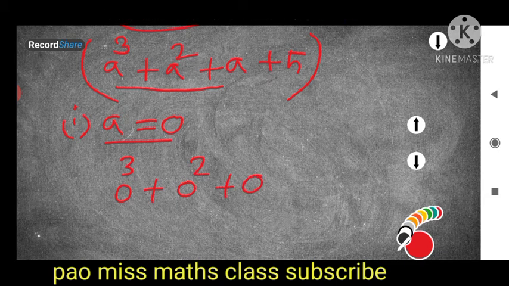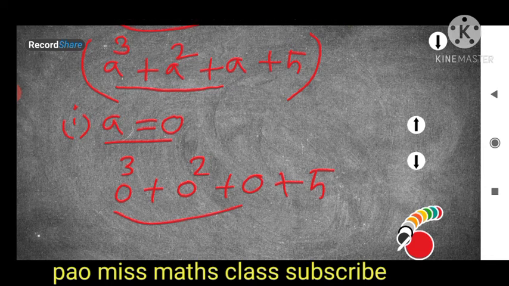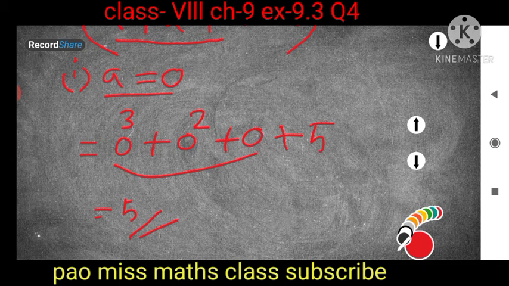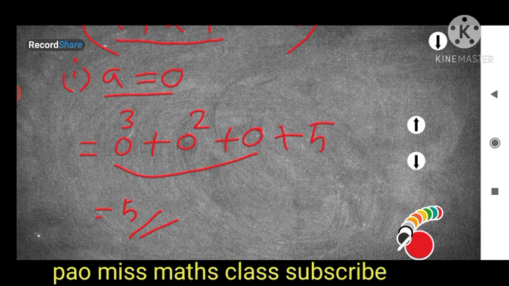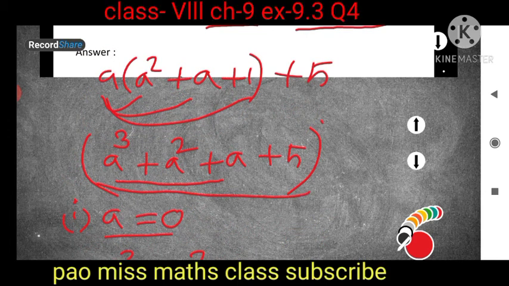No power means only 0, a means only 0, then plus 5. So 0, 0, 0 is what? Same 0, isn't it? So what is the answer? We got 5, isn't it? So 5 is the answer. Now for the second question, this expression I have already simplified, isn't it?